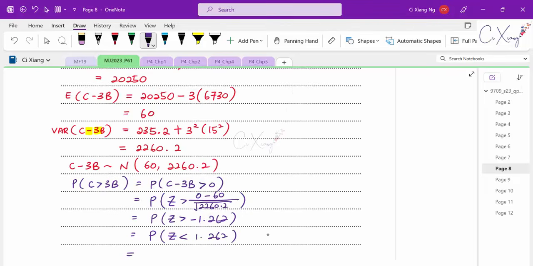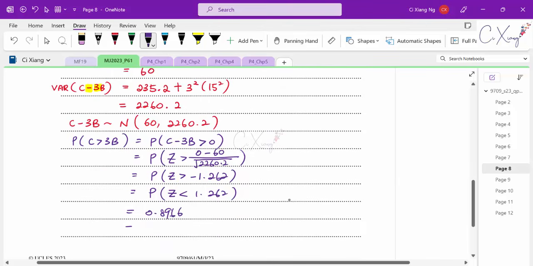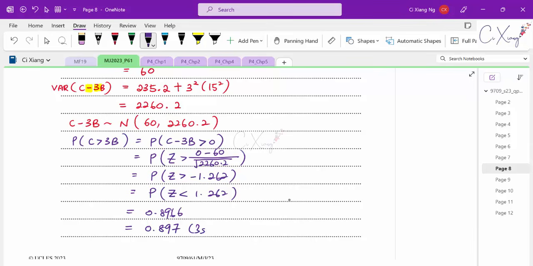Okay, so I go back to my solution here. 0.8966 will be my answer. Of course, I want to correct it to 3 significant figures. Therefore, my final answer should be 0.897. Alright, so this is how we calculate the probability. And of course, when you have variables on two sides, you have to make sure that you move them to one side, then only can you proceed with the calculation.